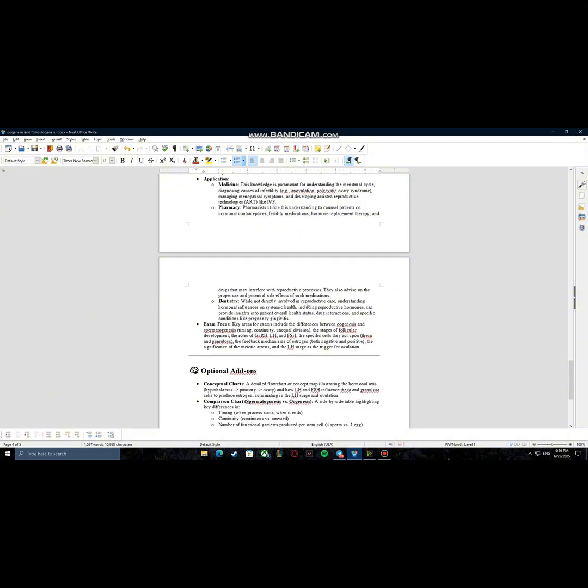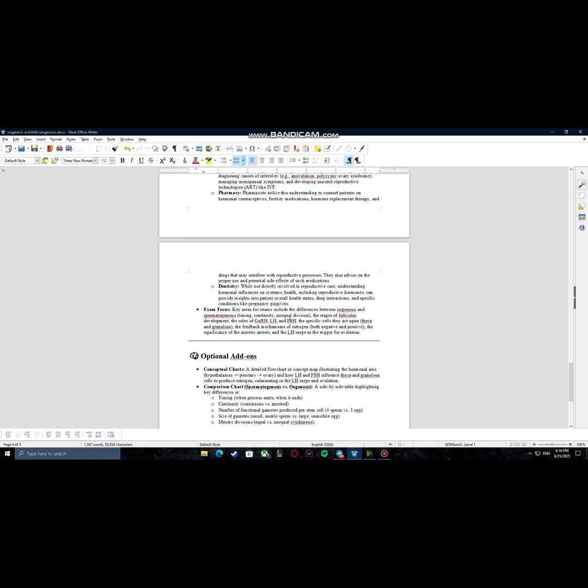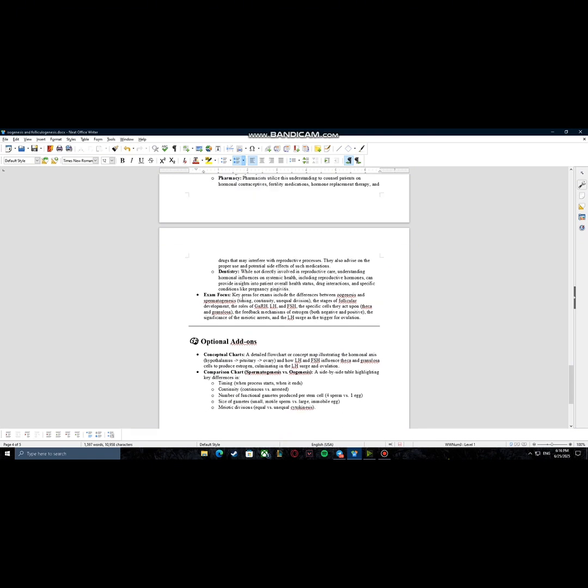While not directly involved in reproductive care, understanding the hormonal influence on systemic health, including reproductive hormones, can provide insights into patients' overall health status, drug interactions, and specific conditions like pregnancy gingivitis. This is important for dentistry.